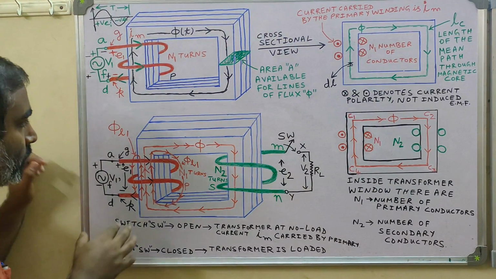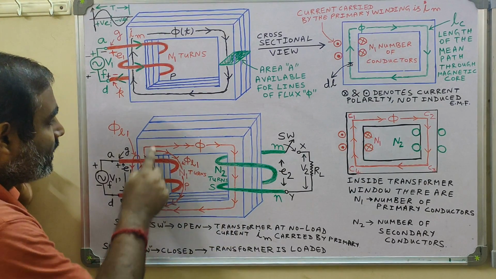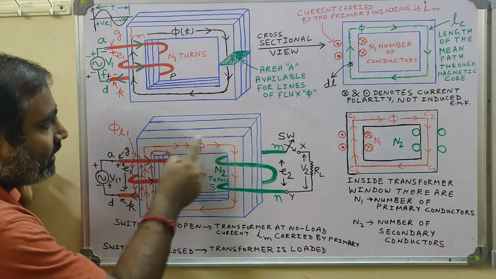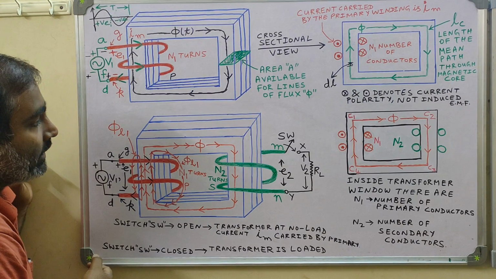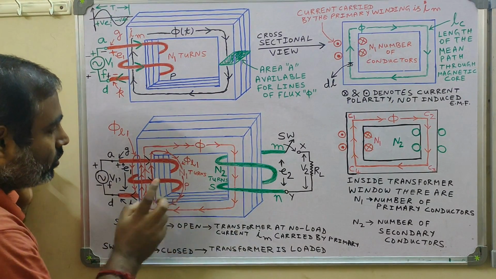So you see here, this is the magnetic core of the transformer. You can see the magnetic core is laminated so as to minimize the eddy current loss, because eddy current loss is proportional to the square of the thickness of the lamination. So we have laminated the transformer core.